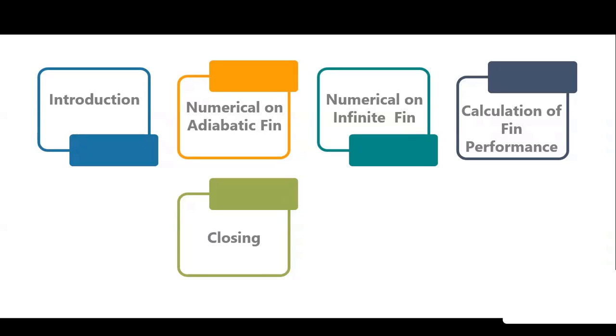Adiabatic fin means the fin in which the tip heat transfer rate reduces to zero. So we can assume that there is no heat transfer from the fin tip, and that's why the fin tip can be treated as a fin with insulated surface, and the temperature gradient at that location can be assumed equal to zero. Then after finding the temperature distribution for both types of fins, we have derived equations for finding the rate of heat transfer from the fins.